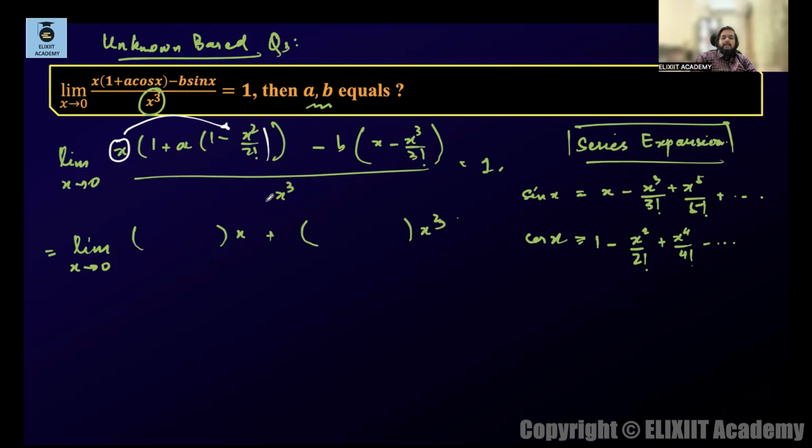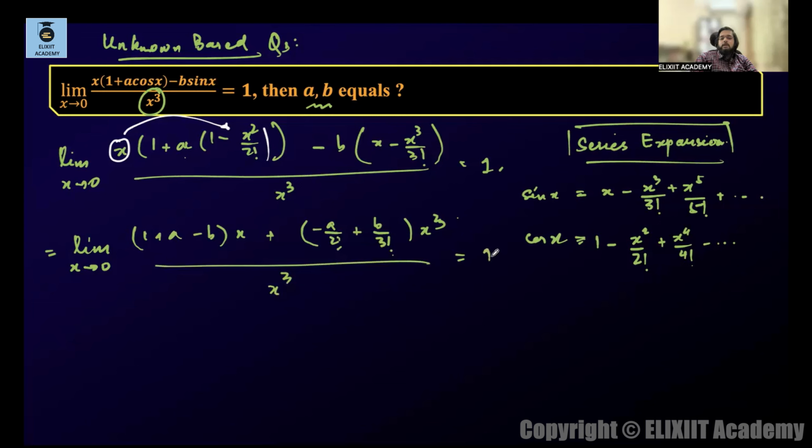Now see, here we have x. The coefficient of x means 1 plus a, and then from here also we'll get b, minus b. And similarly, the coefficients of x cube will be what? This will become minus of a times minus a, so minus of a by 2 factorial. And from here also, you will get minus of minus plus b by 3 factorial. These are the coefficients of x cube. So divided by x cube.